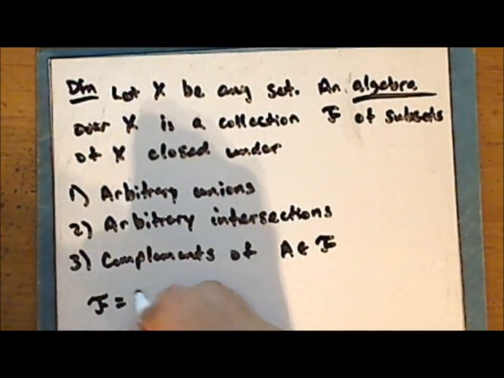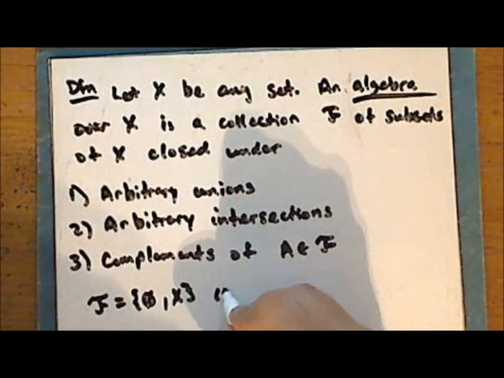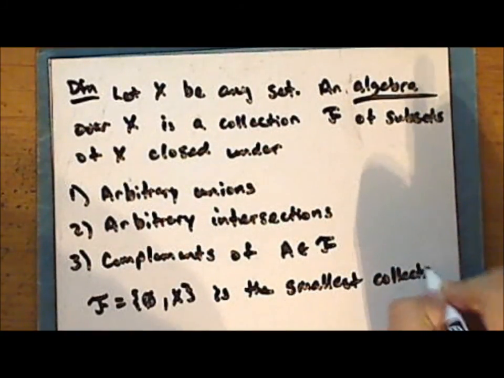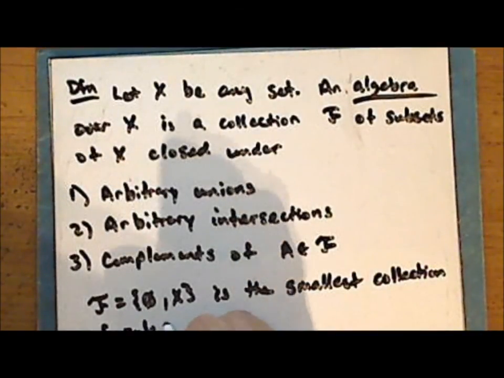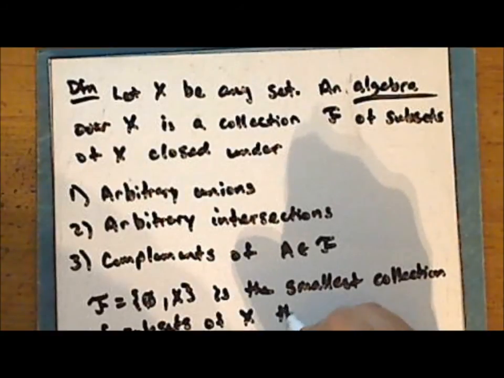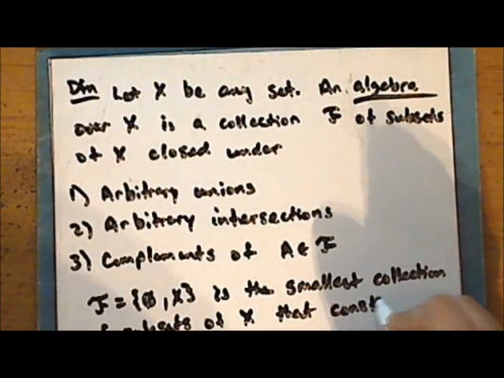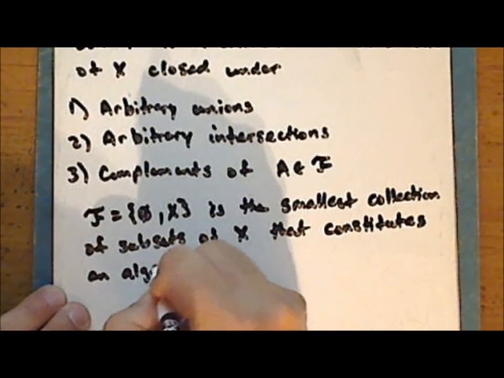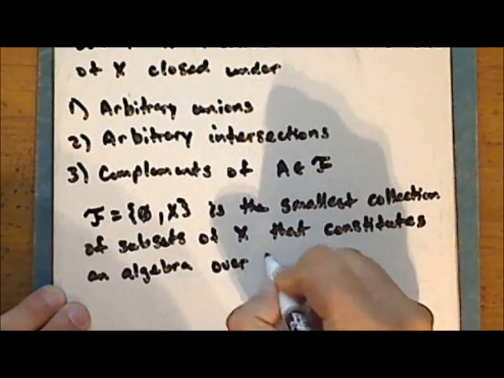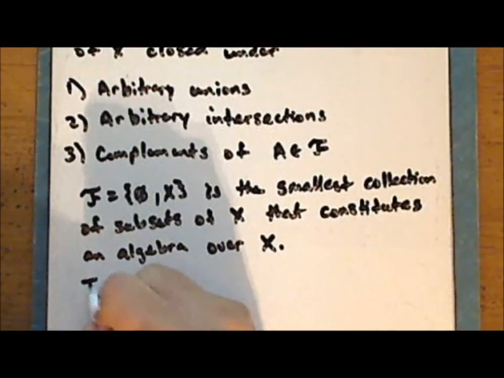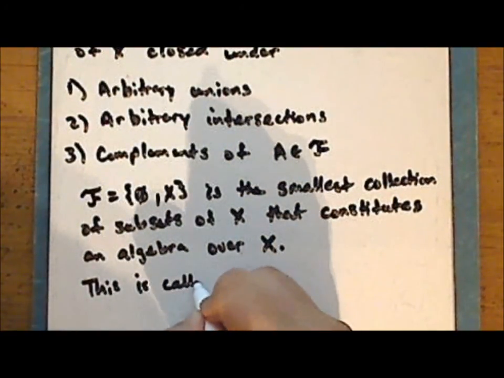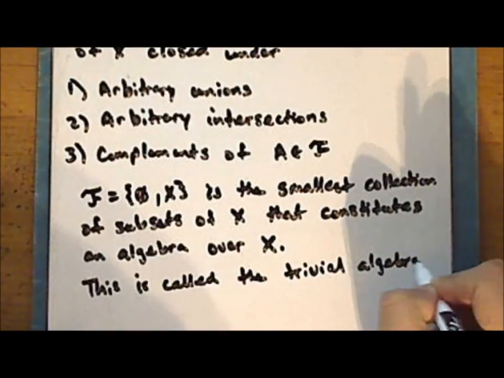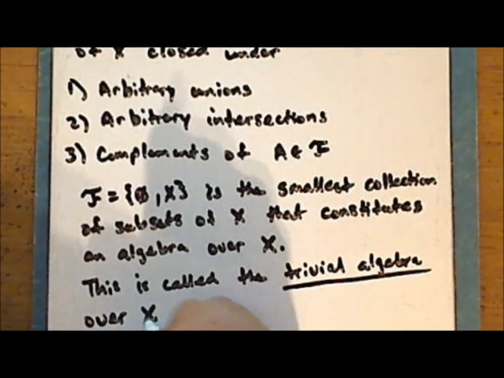Now, the collection F, consisting of the empty set and the entire set, is the smallest collection of subsets of the set X that constitutes an algebra over the set X. And as you might guess, this is called the trivial algebra over the set X.